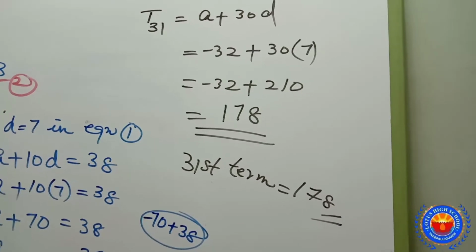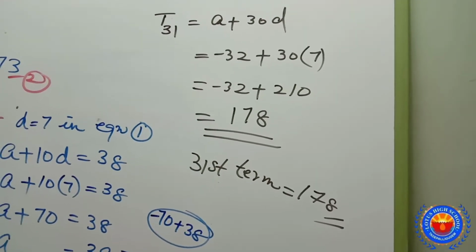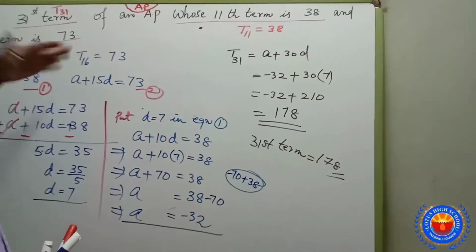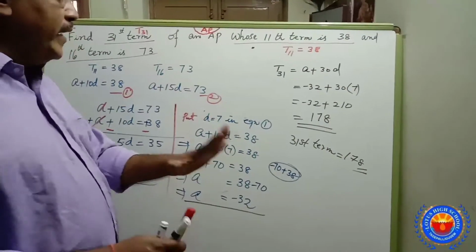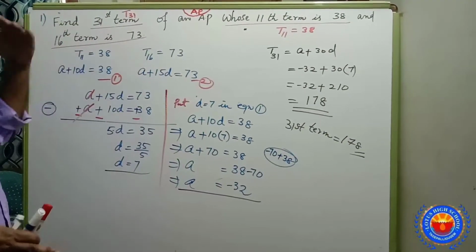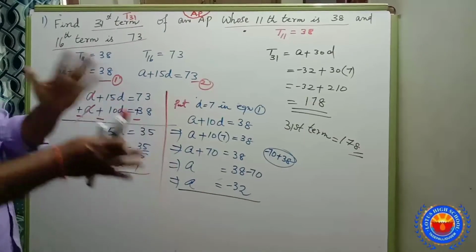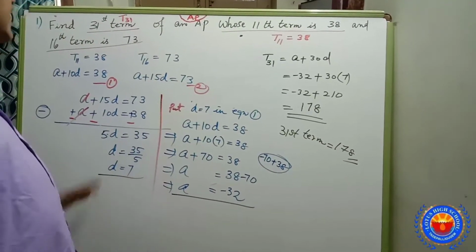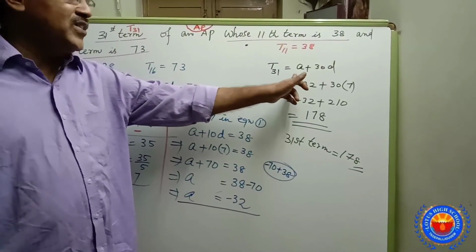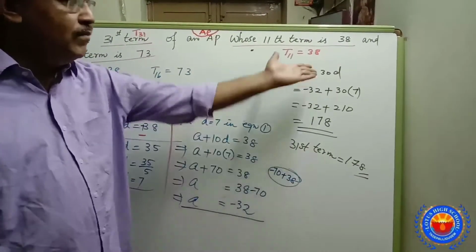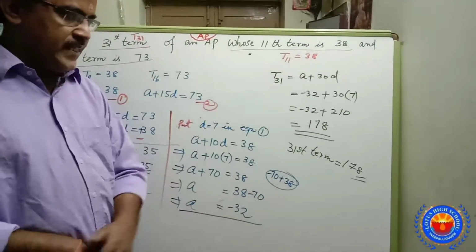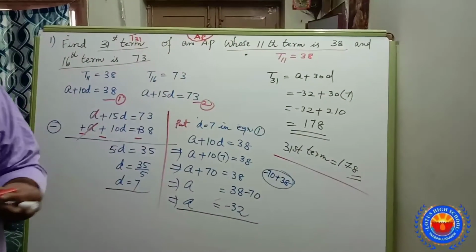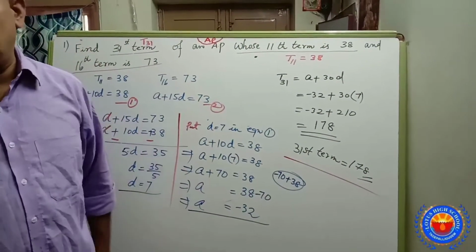By using this we can find the 31st term. Very important model. Why? Because the 11th term is given and the 16th term is given. So by using these two, I got two equations 1 and 2. I solved these two equations by using the elimination method. From that I got the a value and d value. This a and d is substituted in the 31st term formula. What is the formula for the 31st term? a plus 30d. So I got 178. Finally, I can write the 31st term is equal to 178. This is the first sum. Very, very important model.